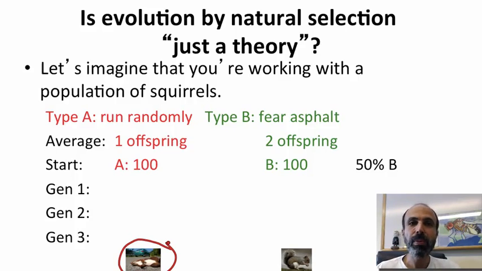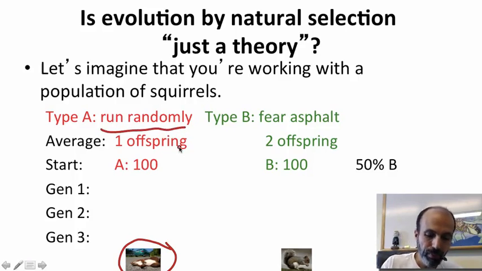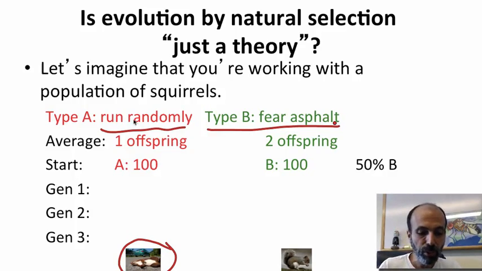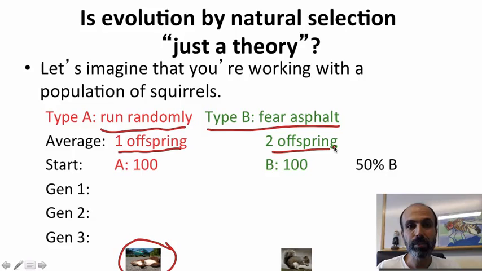Now let's imagine that you're looking at a population of squirrels of two types. Let's say there's a type A that runs randomly, and is likely to run out into the street, or possibly not running into the street. And let's imagine there's also a type B that fears asphalt, so they avoid going into the street. There would be an advantage to the type B offspring because they're much less likely to get hit by a car if they don't go out into the street. So let's say that on average, the type A squirrels have one offspring and then they pass away, whereas the type B squirrels have on average two offspring before they pass away.